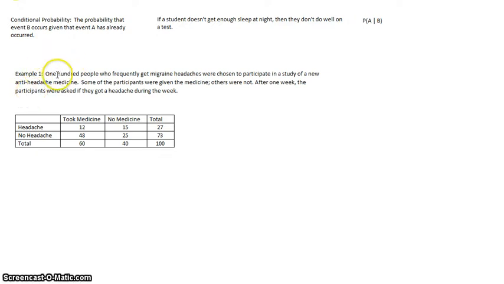Example 1: 100 people who frequently get migraine headaches were chosen to participate in a study of a new anti-headache medicine. Some of the participants were given the medicine, others were not. After 1 week, the participants were asked if they got a headache during the week. That's what this diagram is. Of the people that took the medicine, 12 still got headaches and 48 did not get any headaches. If you took no medicine, 15 people still got headaches and 25 people ended up not getting headaches.